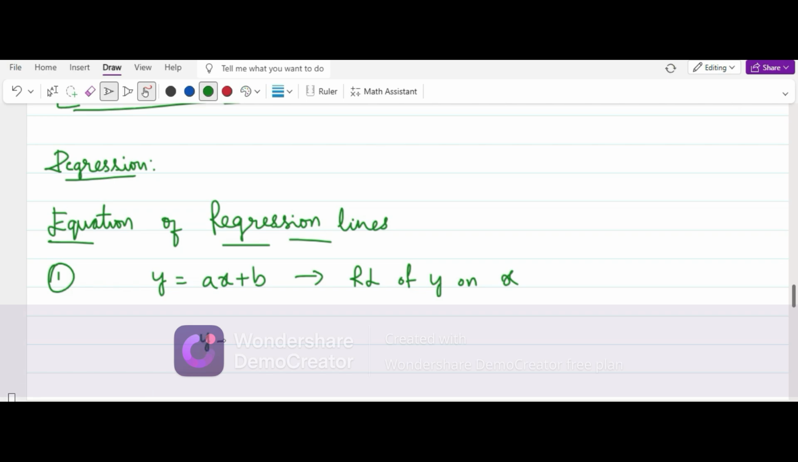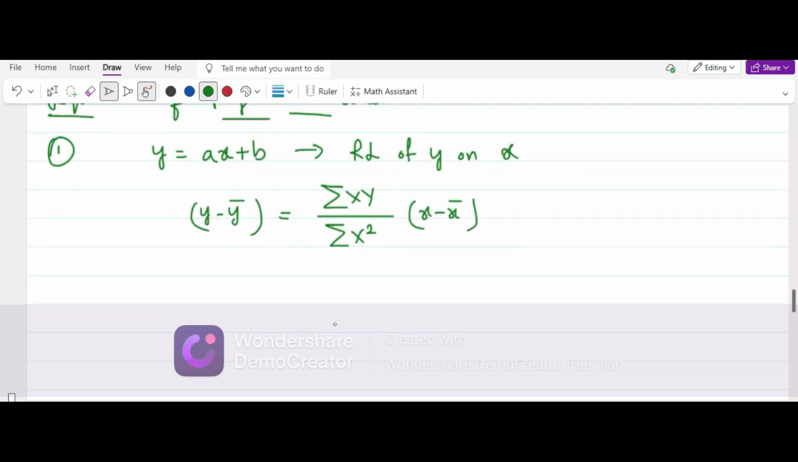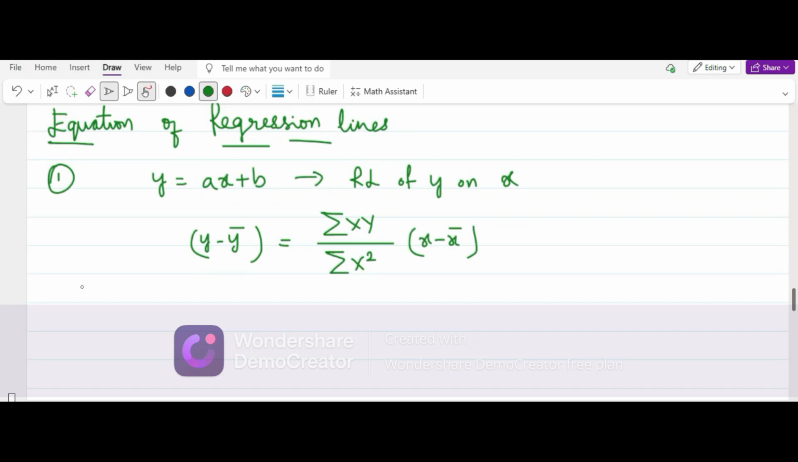We can write this as y minus y bar equal to summation xy divided by summation x square into x minus x bar. This is the formula. You should remember this. This is the regression line of y on x.